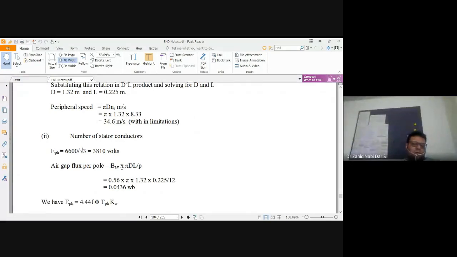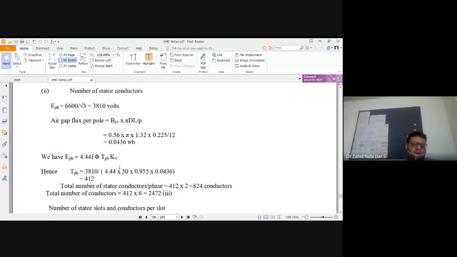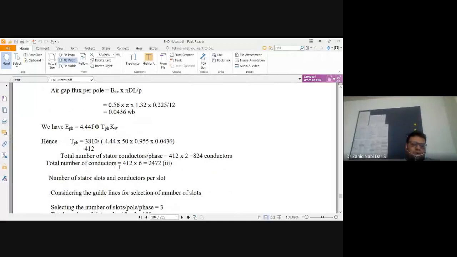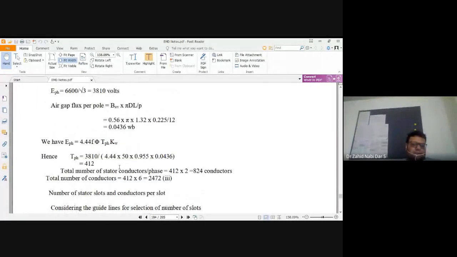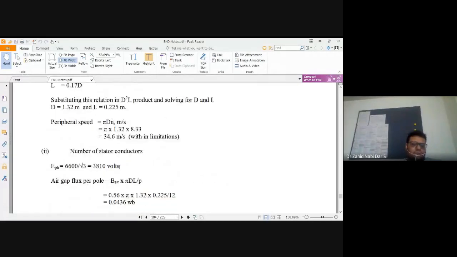Now there is a point. Number of stator conductors. First, it's a three-phase machine, so it's asking about ZS. So first you have to calculate your T phase. Once you get your T phase, number of stator conductors would be 6 times your T phase, right?